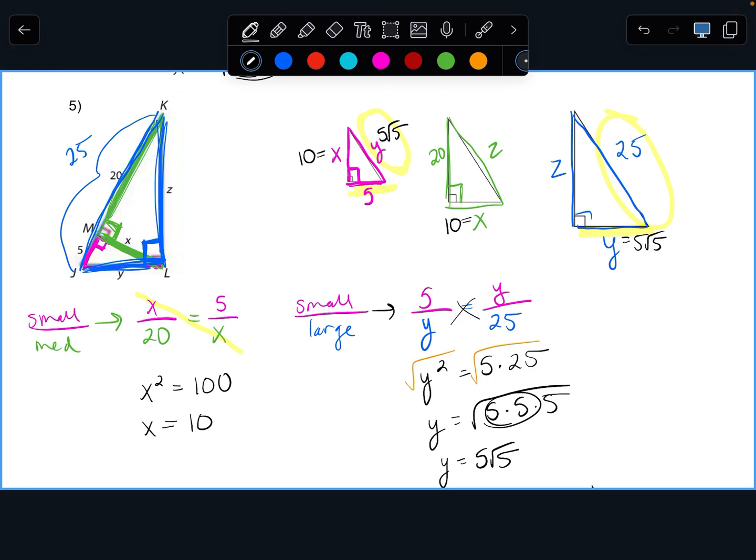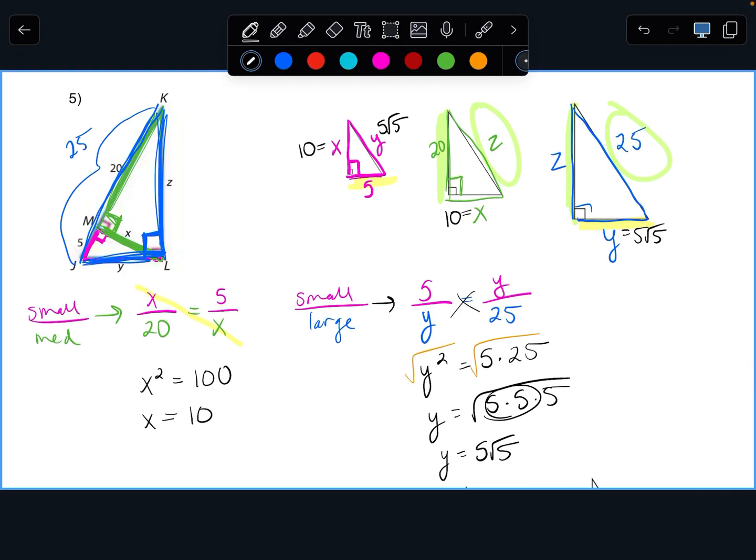And then as for z, what do I want to do for z? Because I don't really want to do the radical one. I could technically compare it to any of them, but I'm going to do the medium and large, I think. Because if you do the medium and the large, you don't have to deal with the 5 root 5. I don't want to deal with that one. So this is the plan. I'm going to do long leg, hypotenuse, hypotenuse to get it.